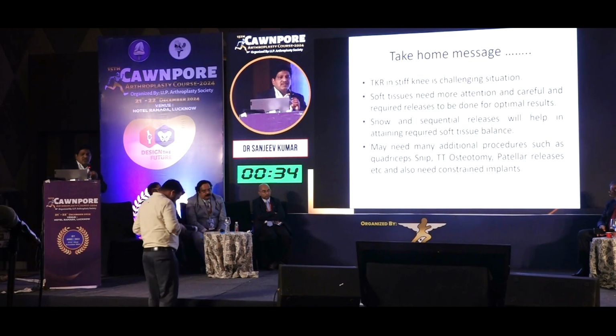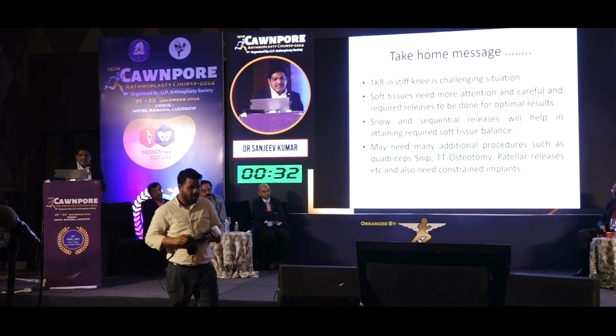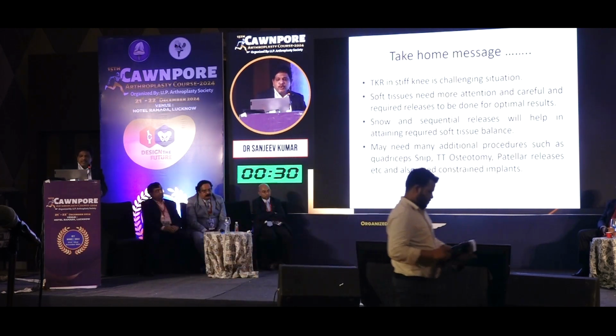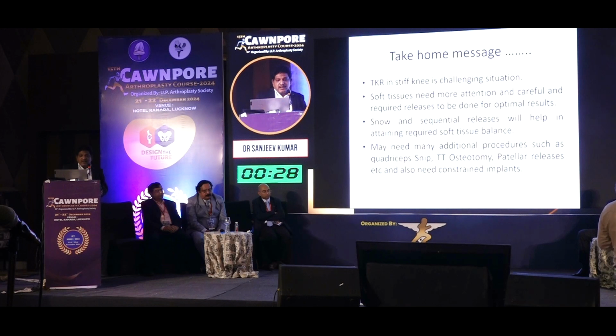So the take-home message for stiff knee is that they are very challenging situations. Soft tissue needs more attention and care, and required releases need to be done for optimal results. Slow and sequential releases will help in attaining the required soft tissue balance, and may need a single procedure such as quadriceps snip, tibial tuberosity osteotomy, patellar releases, etc. And also may need a constrained implant sometimes, depending upon the situation en route.